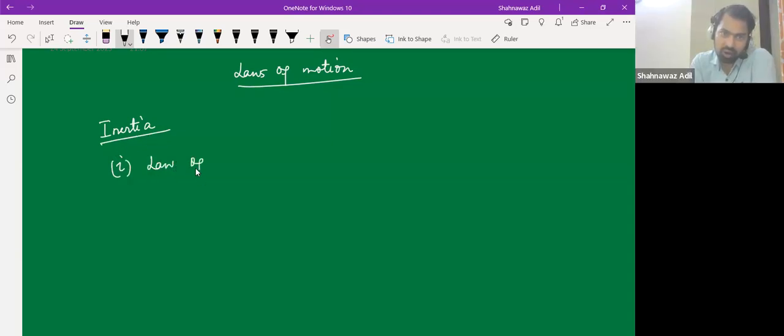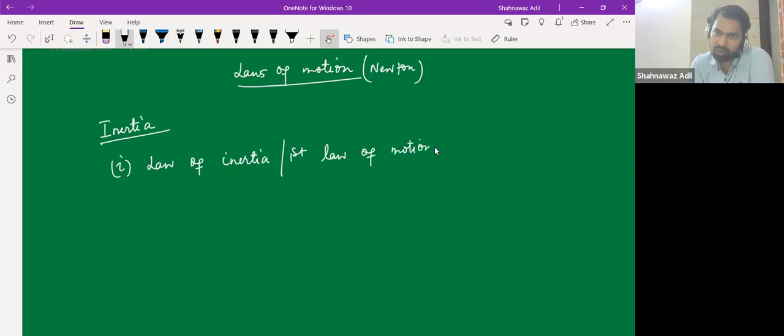So the law of inertia, which is the first law of motion, right? This is given by Newton himself. The first law of motion talked about this law of inertia, right? So until and unless there is some external force applied on that object, its state will not change. Otherwise, it will continue to be in that state, right?